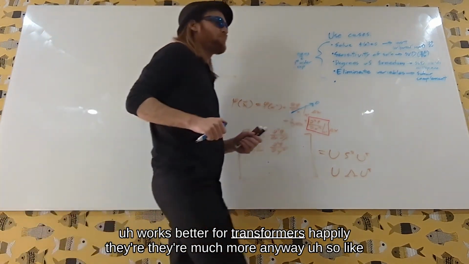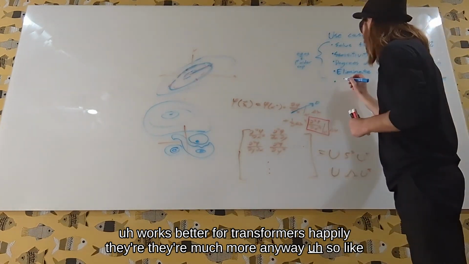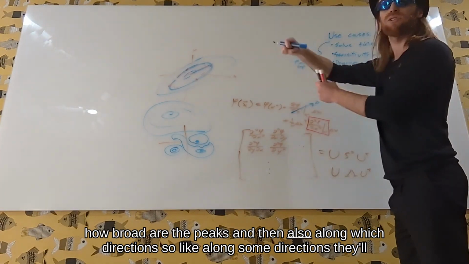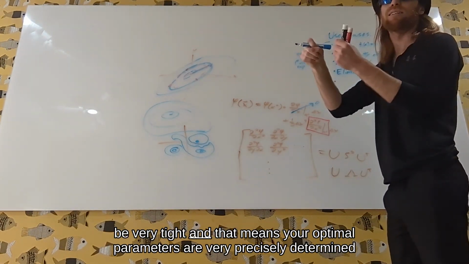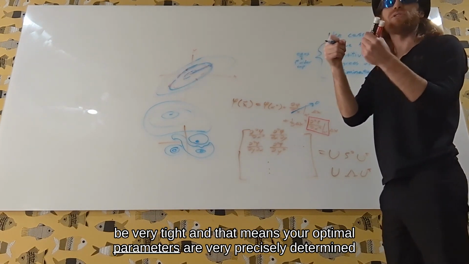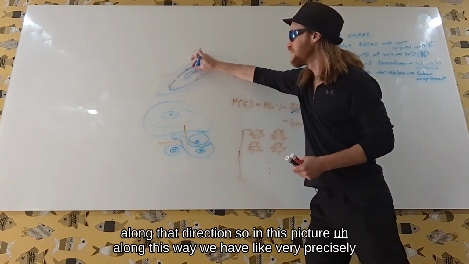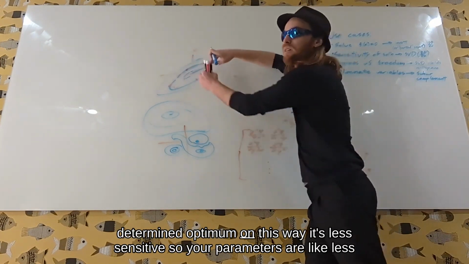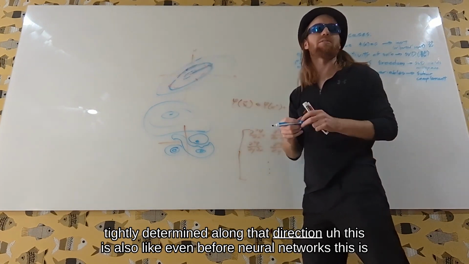Works better for transformers, happily. So how broad are the peaks, and then also along which directions. Along some directions they'll be very tight, and that means your optimal parameters are very precisely determined along that direction. So in this picture, along this way, we have a very precisely determined optimum. Along this way, it's less sensitive, so your parameters are less tightly determined along that direction.